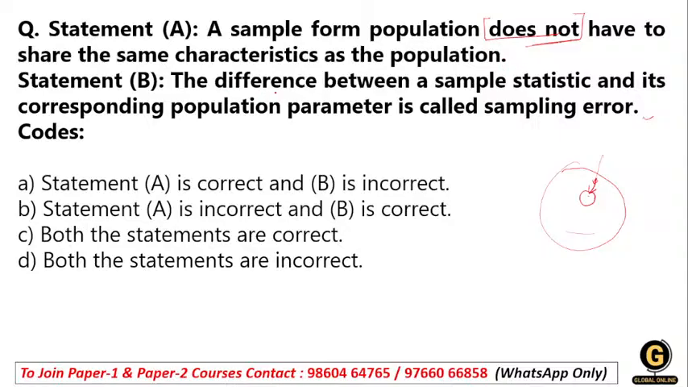Now statement number 2: the difference between the sample statistic and its corresponding population parameter, that is the sampling error. This is true because I'm taking a sample for the calculation and the conclusion, but whatever sample I'm taking and whatever population I have, there is a little bit of difference, and that difference is called a sampling error. So statement A is incorrect but B is correct, so option B will be the right answer, students.